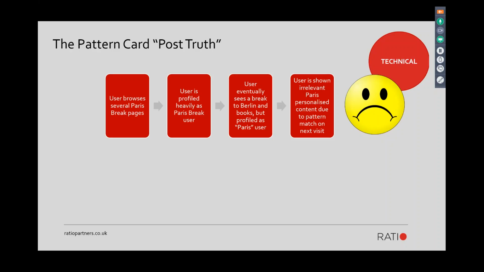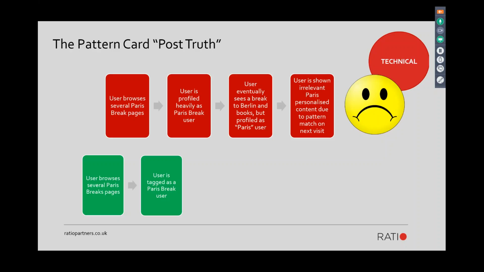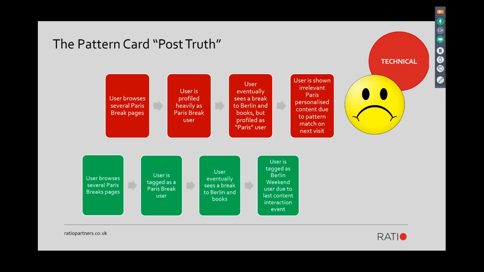We've developed something a bit more bespoke. I say developed as a combination of using the rules existing within Sitecore plus some setup, where we use it based on the last event viewed. And this is an example of where we have custom rules, some customizations that I referred to earlier. So user browses Paris breaks, they're tagged as a Paris break user as before. They eventually see a break to Berlin as before. Except now what we're doing is we're tagging them as being a Berlin weekend user, because all we're doing is looking at the last content interaction.